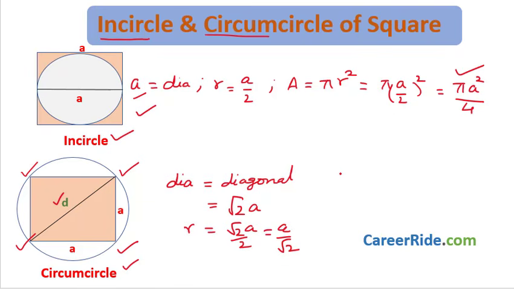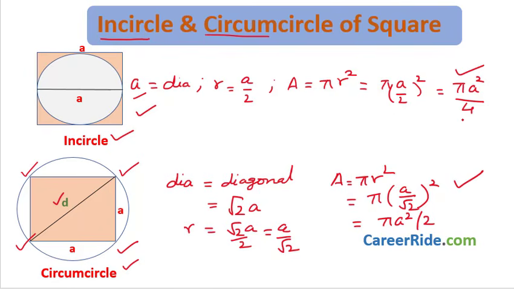Now we already know that the area of a circle is pi r square. So the area in this case becomes pi, and the value of r is a upon root 2, the whole square. This is equal to pi a square by 2, right? So this is the area of the circumcircle and this is the area of the incircle. These are the two concepts worth knowing because a lot of questions will depend on this.